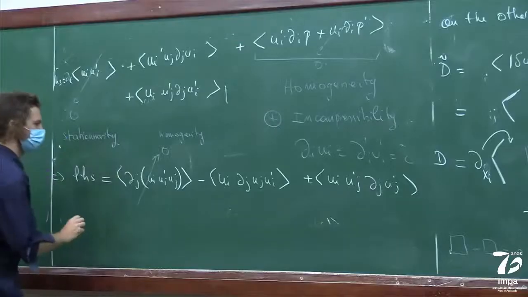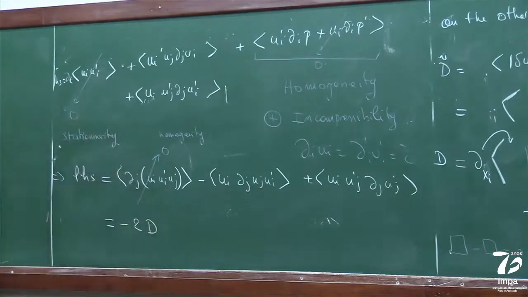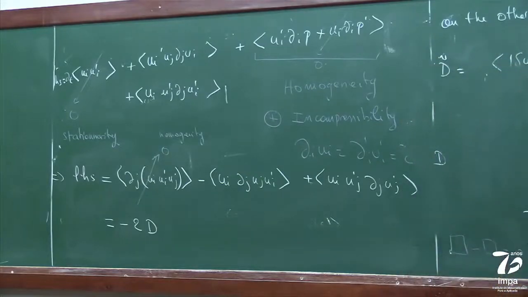And so this is minus 2d. D was a functional which was derived previously. And then you repeat the same game with the right-hand side, and you will get essentially the budget equation.